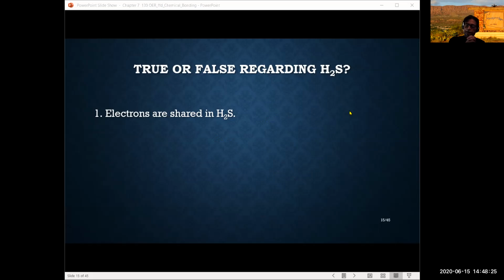Okay. Now the question here is true or false regarding this compound, H2S. Are electrons shared? Well, to answer this, you look at the elements. You have hydrogen and you have sulfur. That means you have two nonmetals. That means you have a covalent compound, or molecular compound. And if you have a covalent compound, then you have sharing of the bond. So yes, this is a true statement.